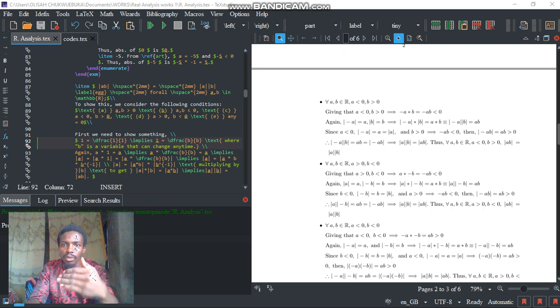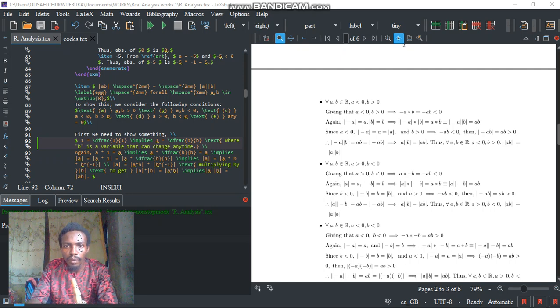So the absolute value of negative A is equal to A, and the absolute value of the positive B is equal to B. Now, that implies that absolute value of negative A multiplied by B is going to give us A times B, because absolute value of negative A is equal to A, and absolute value of B is equal to B. Which implies that absolute value of negative A, absolute value of B is equal to AB. Now again, A is less than 0.